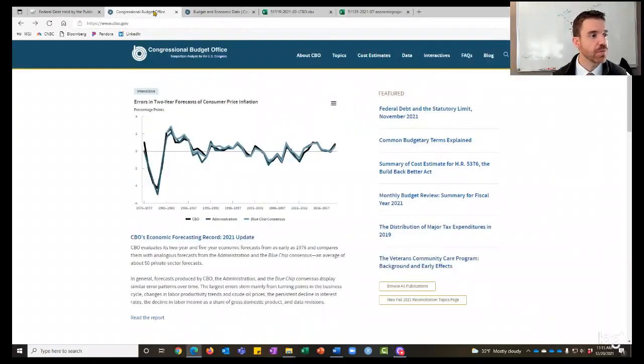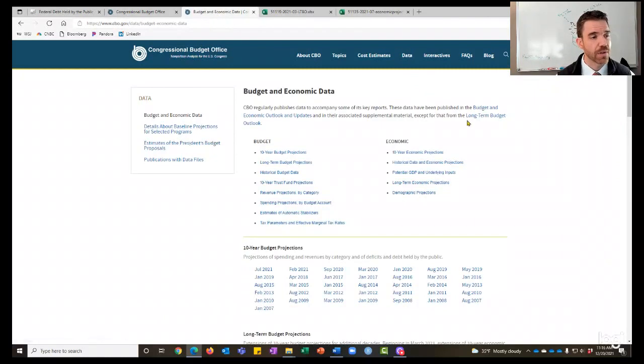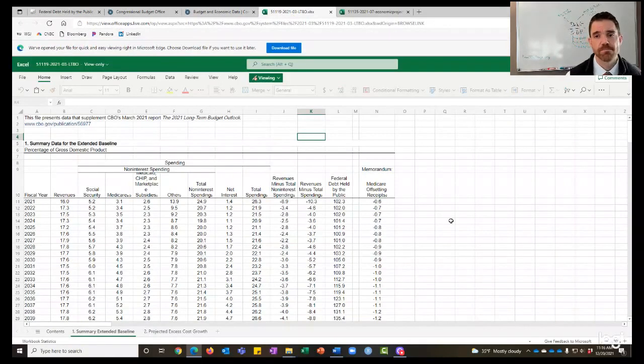Let me take you to the Congressional Budget Office. This is a wonderful organization that has a ton of great analysis, but also a ton of great data. If you go right over here and you click on data, I opened that up already for you, it has tons of budget information as well as economic information. Projections, historical data. It also has long-term projections, which is your planning horizon, 30 years. I called up one of those files for you, and it's right here.